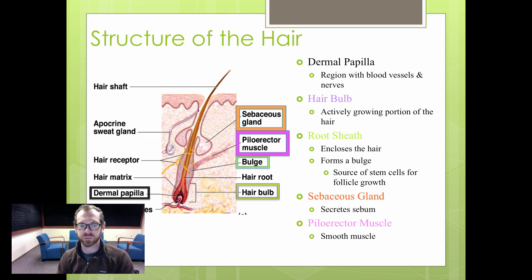Now this is somewhat of a vestigial trait, meaning humans have lost a survival reason to have this muscle present. But if we consider our evolutionary ancestors who were likely covered in hair head to toe, this muscle would allow them to make themselves appear bigger if they were threatened by a predator. This muscle would make their hair stand up on end. It would make our ancestors look bigger, and so this might scare off a potential predator.